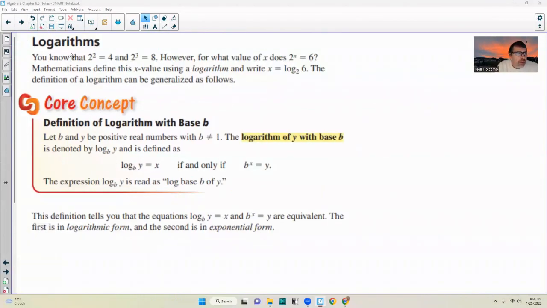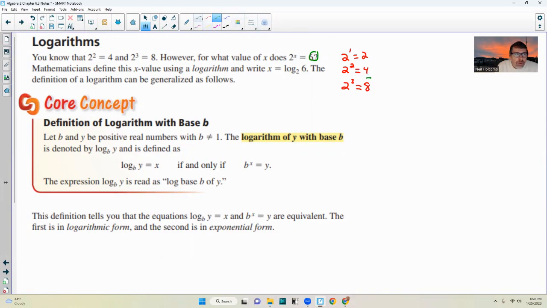Okay, so first of all, a logarithm. What is a logarithm? You know that 2 squared equals 4, and 2 to the third power, or 2 cubed, equals 8. However, for what value of x does 2 to the power of x equal 6? So 2 to the first power equals 2. 2 squared equals 4. And 2 to the third equals 2 times 2, which is 4, times 2, which is 8. So notice that 6 is between 4 and 8.